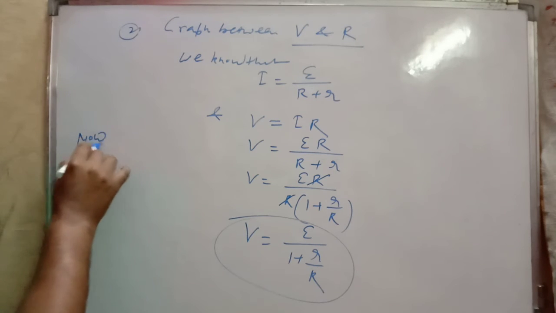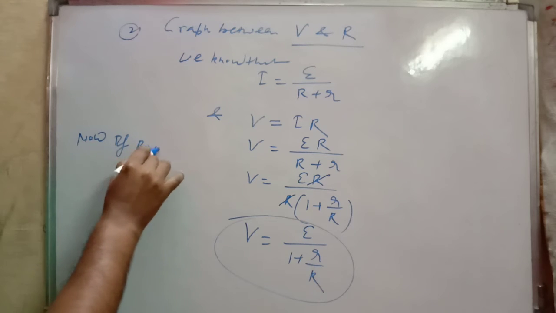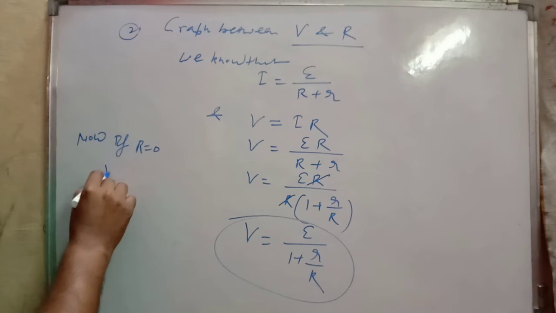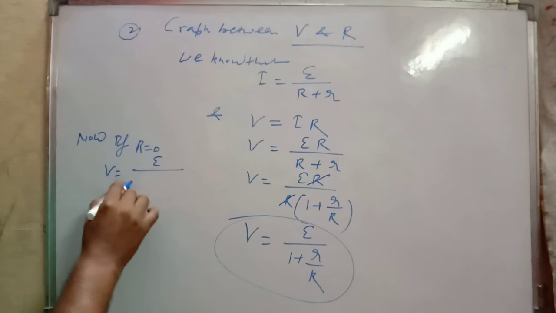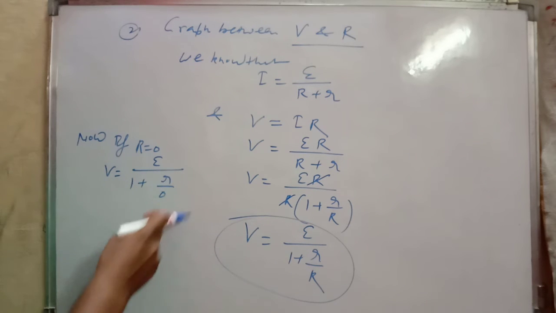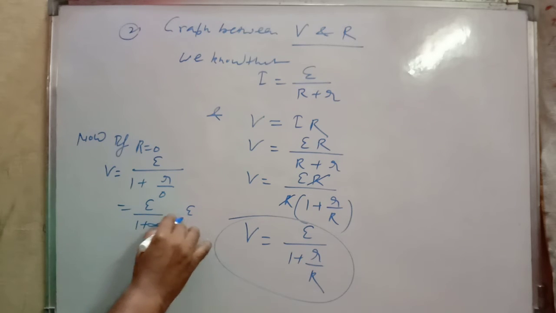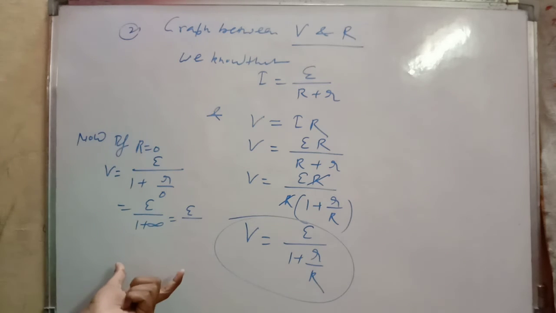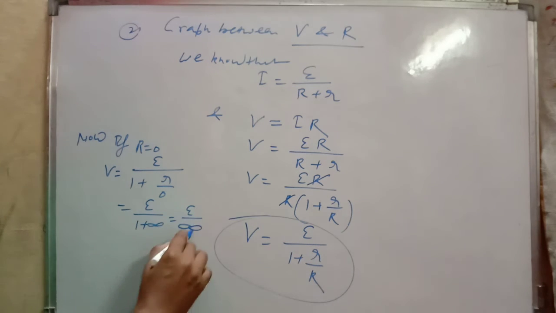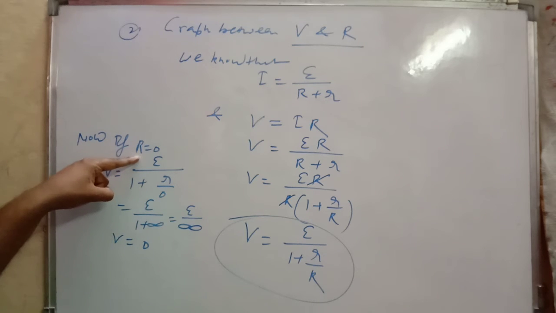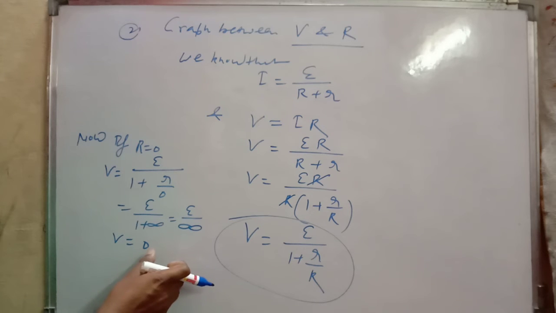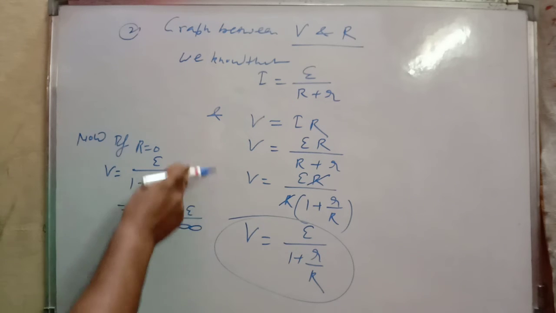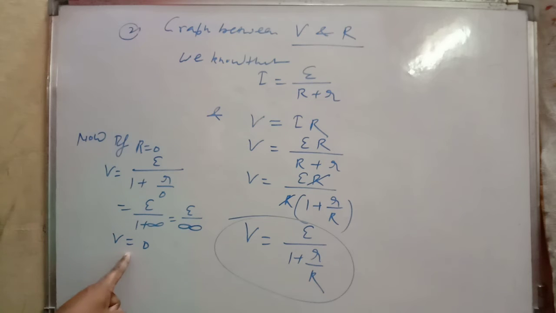Now if R is equal to 0, then what happens? Then V is equal to E by 1 plus r by 0. r by 0 gives infinity. 1 plus infinity gives infinity, since adding or subtracting something with infinity gives infinity. That means V is equal to 0. That means if R is equal to 0, then V is equal to 0.